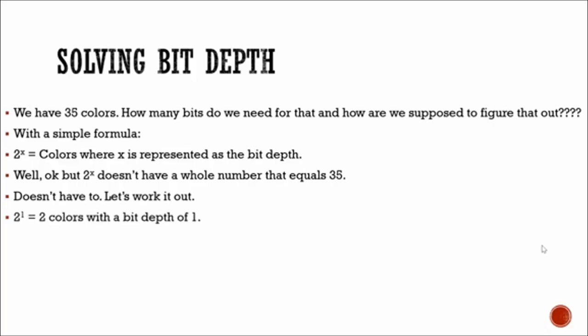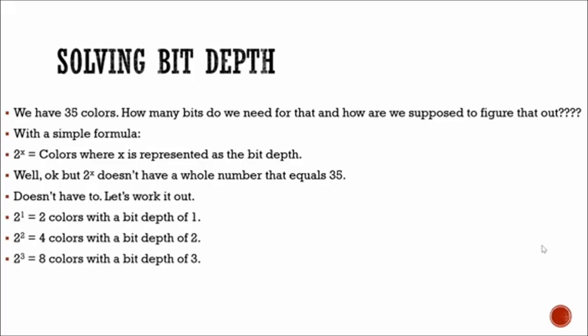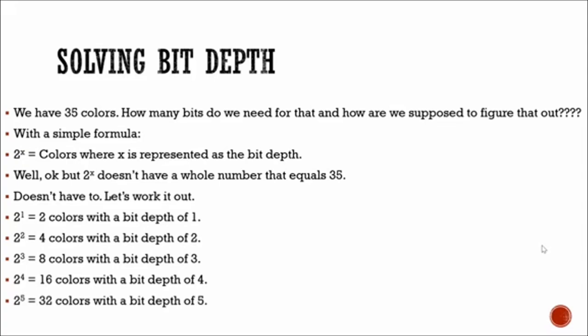Let's work it out. 2 to the power of 1 gives me 2 colors with a bit depth of 1. 2 to the power of 2 gives me 4 colors with a bit depth of 2. I keep going. 2 to the power of 3 gives me 8 colors with a bit depth of 3. 2 to the power of 4, a bit depth of 4, gives me 16 colors. That's not enough for 35 colors. Bit depth of 5 gives me 32 colors. That is not 35 colors. So I simply keep going to the next one. A bit depth of 6 will give me 64 colors, which is enough. So each pixel can have at least 35 colors.